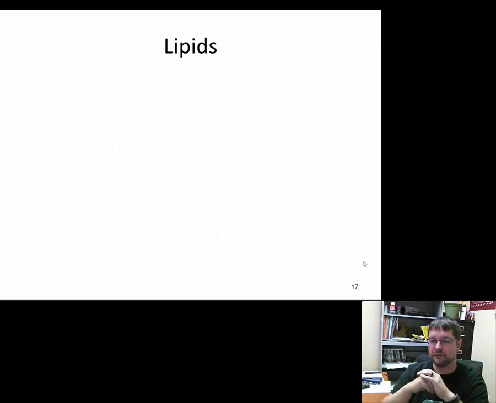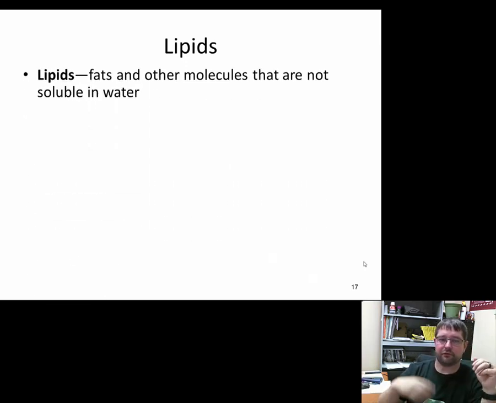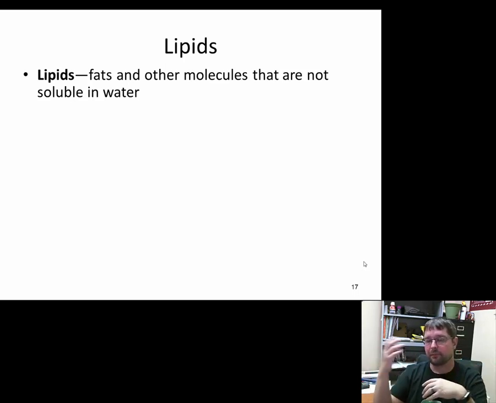Now lipids, otherwise known as fats or other molecules. The interesting thing about lipids is lipids are not soluble in water. Most people know this. They're not soluble in water because no hydrogen bonds can form, because lipids are nonpolar. So they don't have a positive or negative side to the molecule. So water can't bind to it, and you can't form a hydrogen bond, and therefore they cannot dissolve in water.